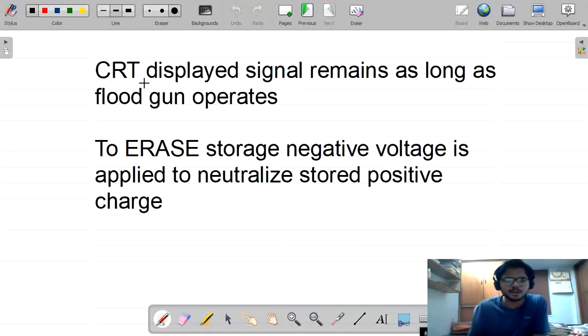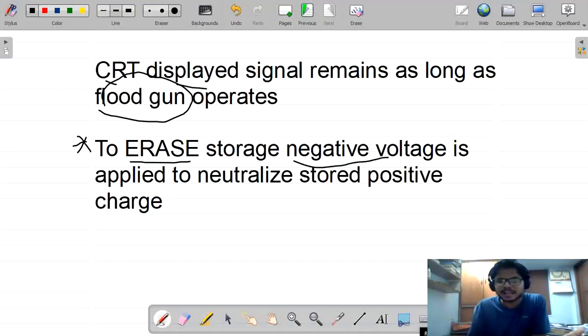Now the signal displayed on the CRT remains as long as the flood gun is operating. Once the flood gun is off, there is no display of the signal on the CRO. If we need to erase the signal, then what is the method? We have this positive charge on the storage mesh, right? So in order to neutralize or erase it, apply a negative voltage. Simple. To erase the storage, a negative voltage is applied to neutralize the stored positive charge.